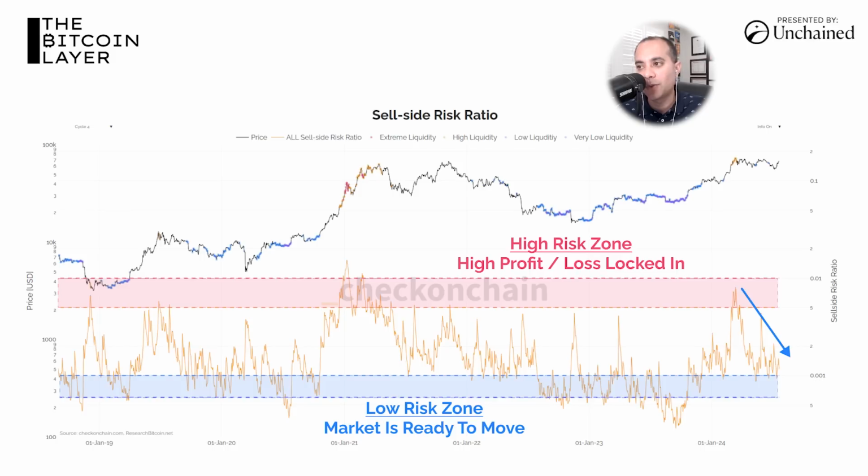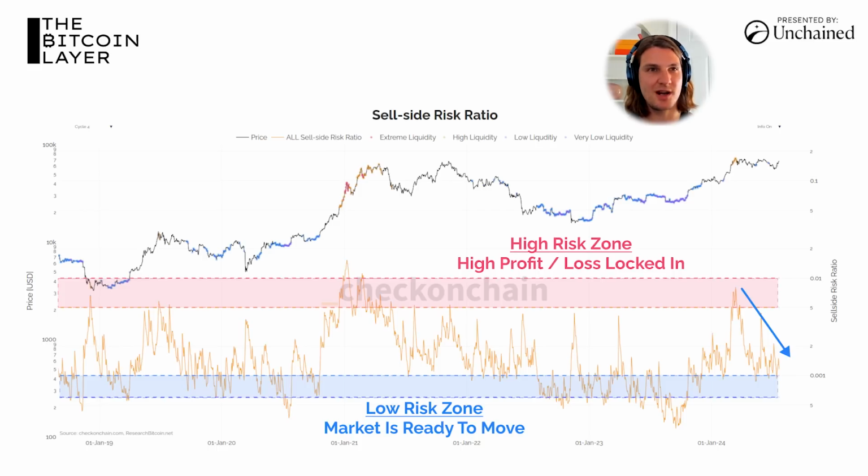Finish this lecture here with the sell-side risk ratio. Explain to us what you saw here over the last couple weeks. This blue low risk zone is where the market is now ready to move back higher. What is this metric? What goes into it, and what's the signal?